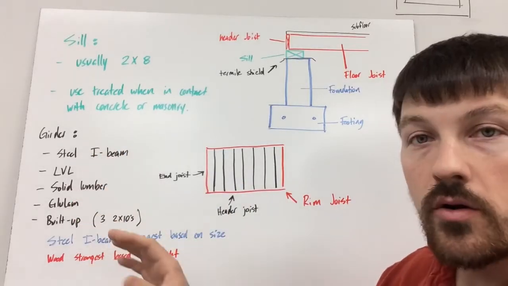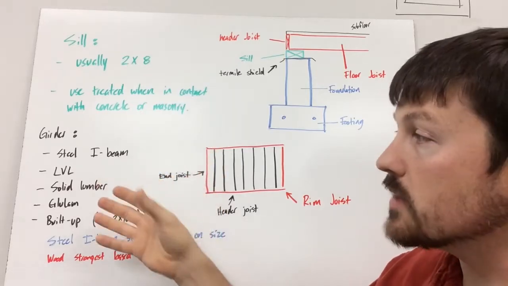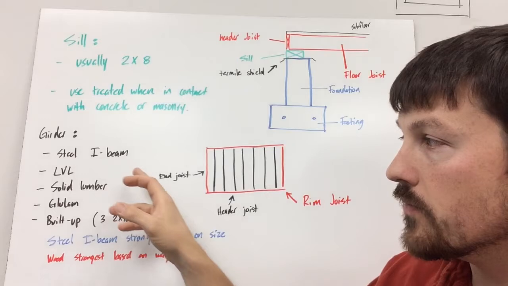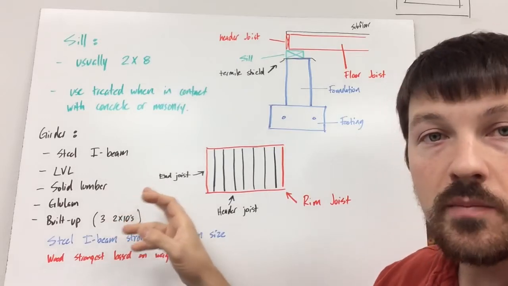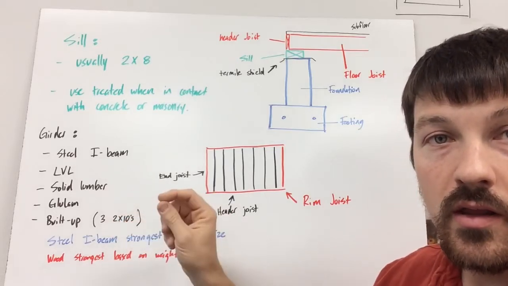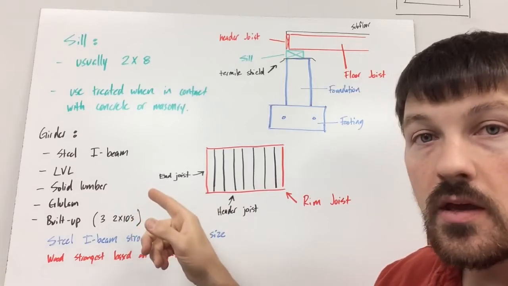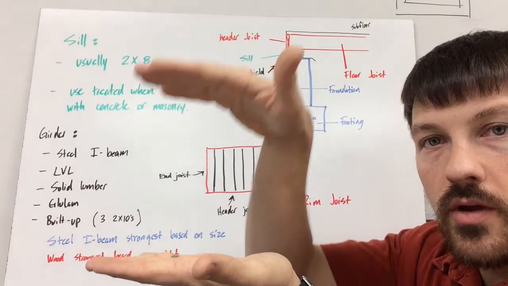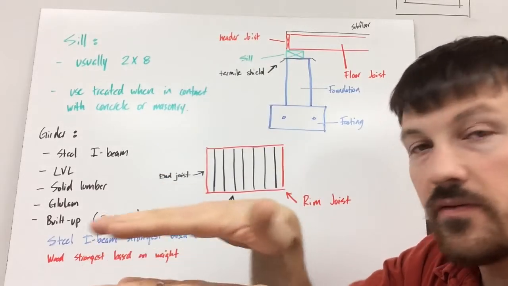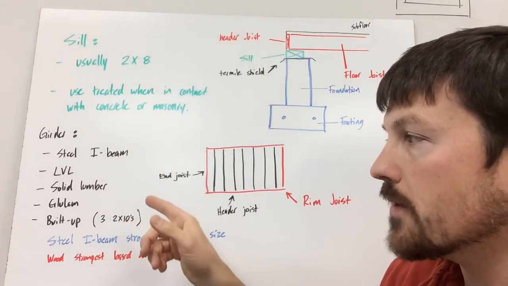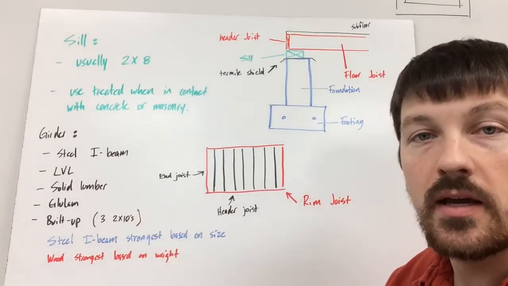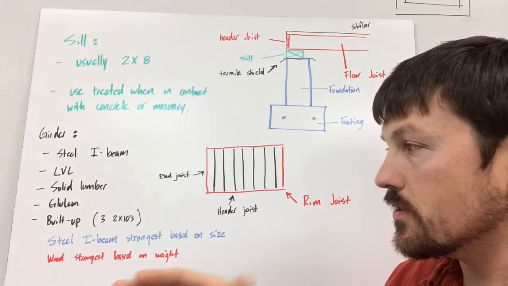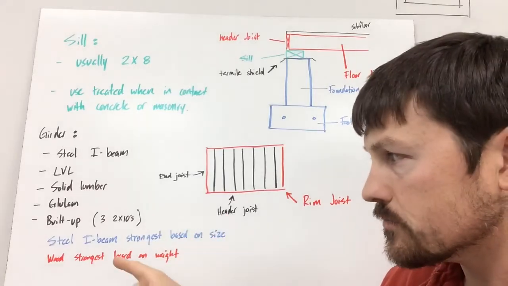When it comes to girders or beams, they can be made up of several things. You could have a steel I-beam, LVL, or a solid piece of lumber like we saw in the Larry Hahn video. It could be a glue lam, which is going to be several boards all glued up together, like 2x6s laid flat, and they're all glued up together. That's a glue lam. Or built up, like you could have three 2x10s all nailed together. That would be a built-up girder.